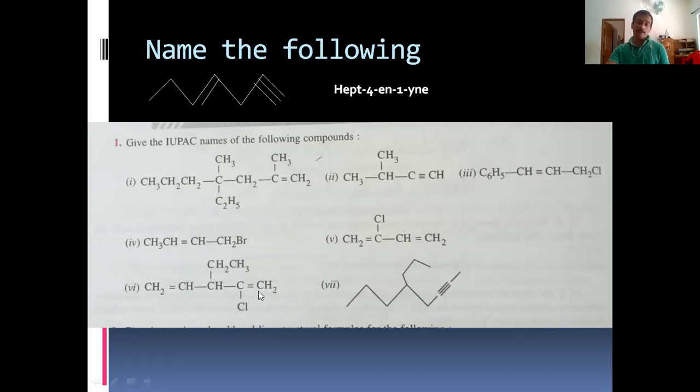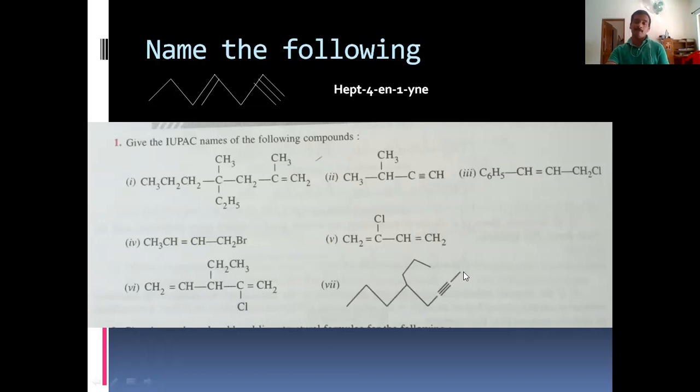There is a double bond here, also a double bond. So in order to get minimum numbers for the substituent, start numbering from this side. 1, 2, 3, 4, 5. So here 2-chloro-3-ethyl penta-1,4-diene. And the seventh compound, here is the triple bond.